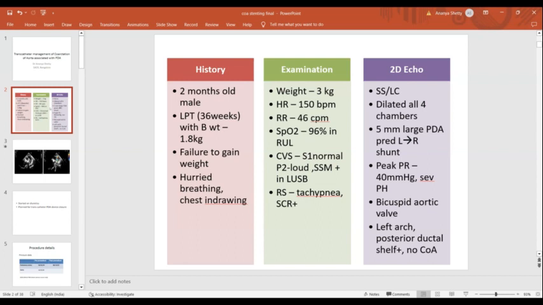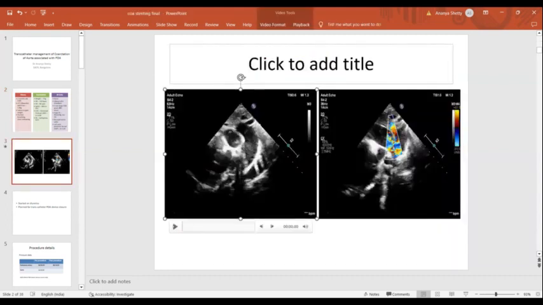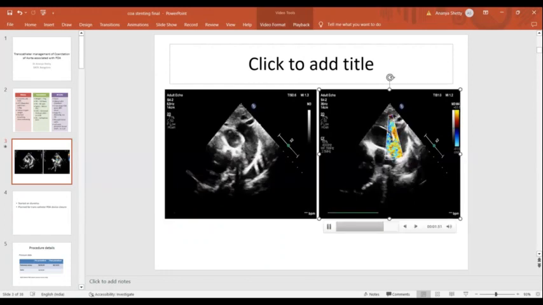On examination, the child was tachypneic, tachycardic, and had a short systolic murmur in the left upper sternal border. Echo revealed dilated all 4 chambers, and there was a large PDA which measured 5 millimeters and was predominantly shunting left to right. Also, there was severe PH. The child had a bicuspid aortic valve, no AS or AR, left arch with prominent posterior ductal shelf, but no coarctation. In this ductal view, we can see a large PDA shunting predominantly left to right.